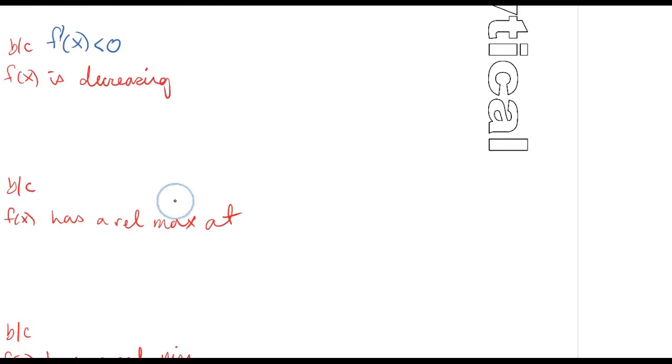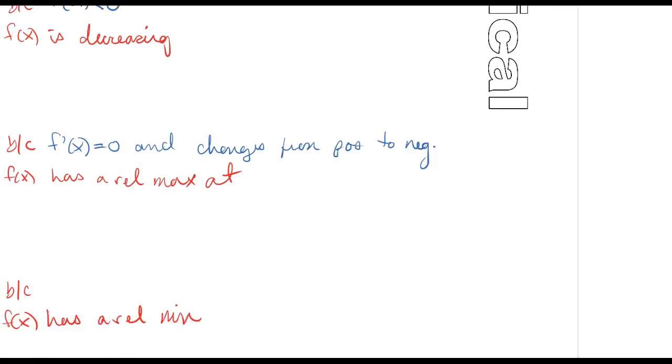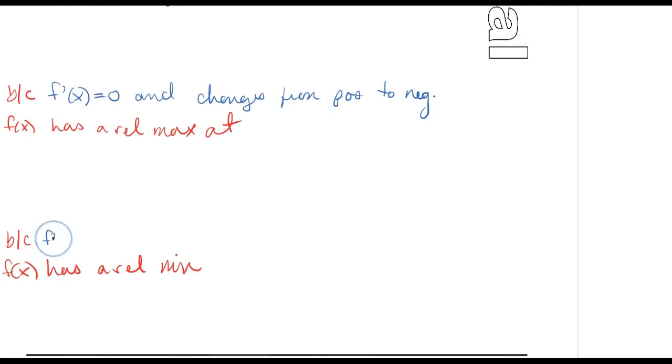I know my function has a relative maximum because the derivative equals 0 and changes from positive to negative. You do need both parts for the justification because being 0 alone is not sufficient justification for a relative maximum, because the derivative being 0 can also indicate a relative minimum. For a relative minimum, the derivative equals 0 and changes from negative to positive.